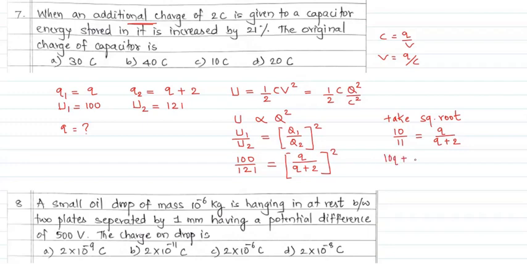10Q plus 20 is equal to 11Q. So 10Q, if I take on that side, I will have 20 is equal to Q. So Q is equal to 20 coulomb. So option D is the answer. Clear, students?